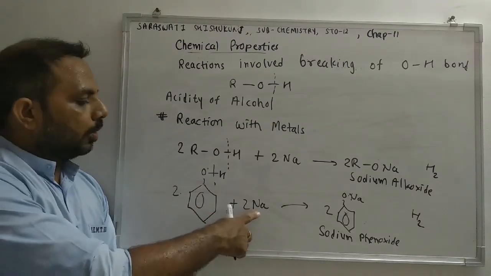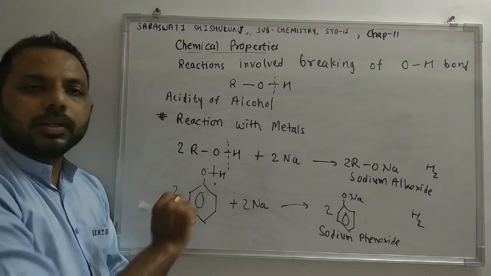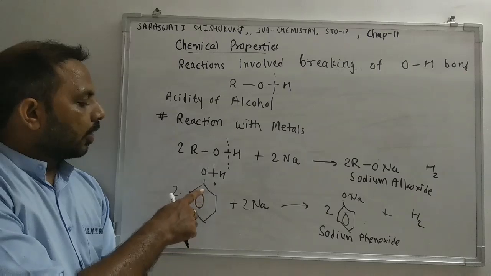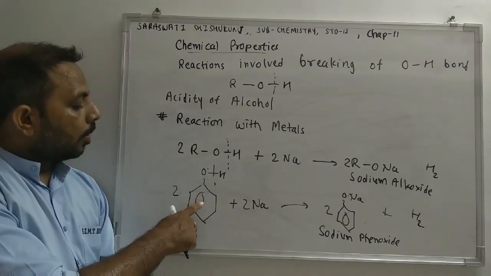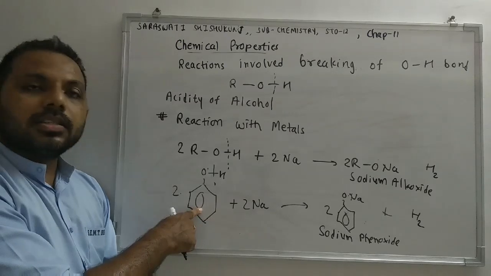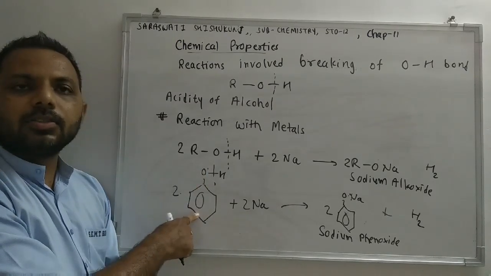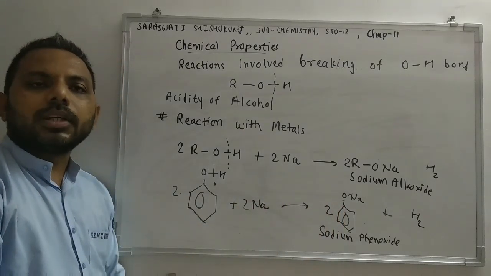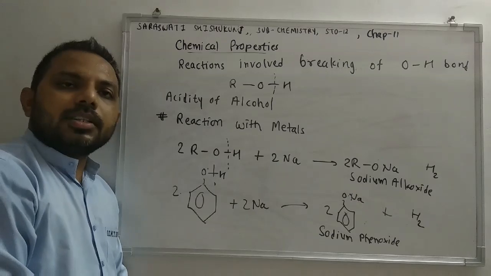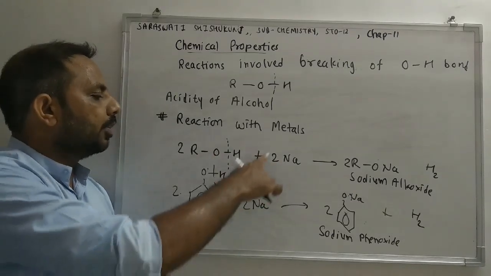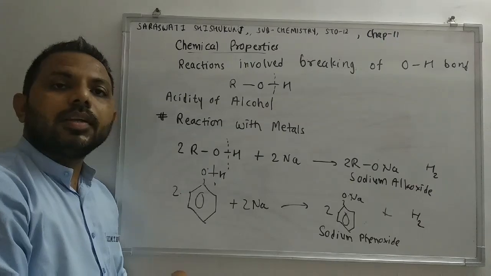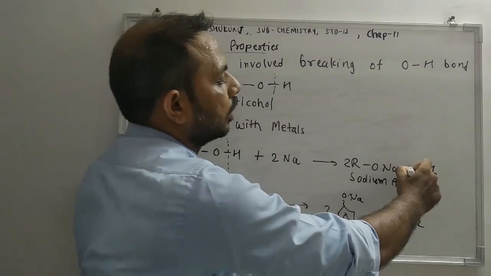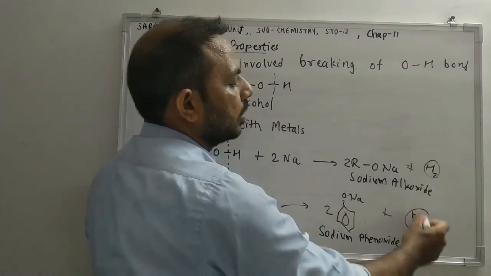So phenol reacts with sodium, the bond between oxygen and hydrogen is broken, and it will form H2. So hydrogen is formed, and what is left? Phenoxide is left. Oxygen with a minus charge on the benzene ring is known as phenoxide. So phenoxide reacts with sodium and it will form sodium phenoxide. Okay. So this reaction shows that whenever alcohol reacts with any metal, it will form alkoxide or phenoxide and it will release hydrogen. So in every case, hydrogen is released.